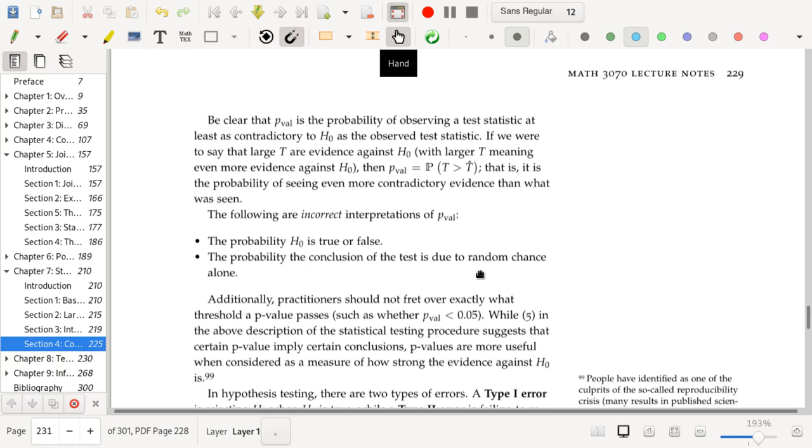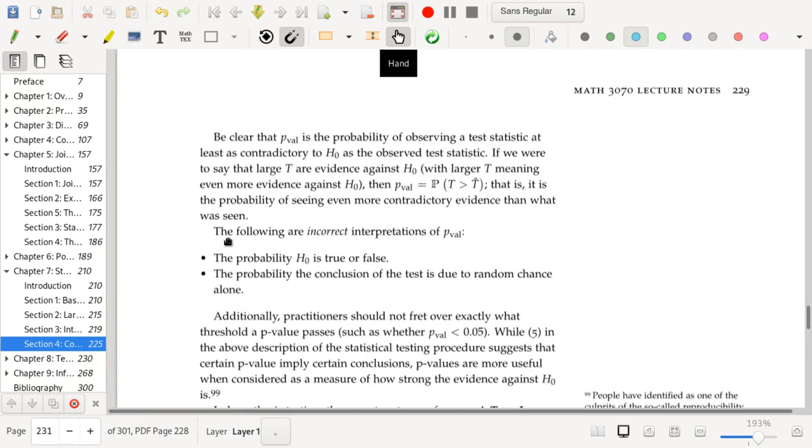The p-value is the probability of observing a test statistic at least as contradictory to the null hypothesis as the observed test statistic. The ASA put out a statement saying, this is what a p-value is. Anything else you say is wrong, and you should not say it, and it's misleading. So, for example, here are some incorrect interpretations of what p-values are. These, by the way, are incorrect statements.